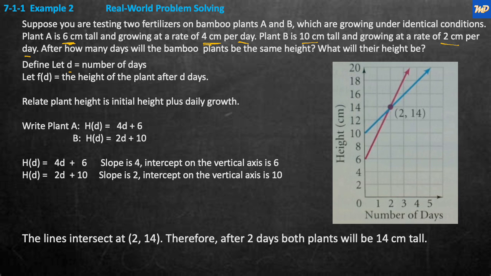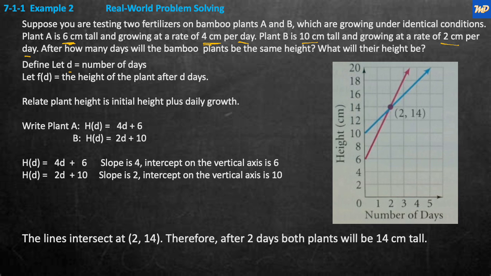So plant A is h of D equals 4 times the number of days. It's 4 centimeters per day, plus the original 6 centimeters that we started with. B is 2 centimeters for each day, plus the 10 centimeters that it started with. Okay, so you go ahead and graph them.